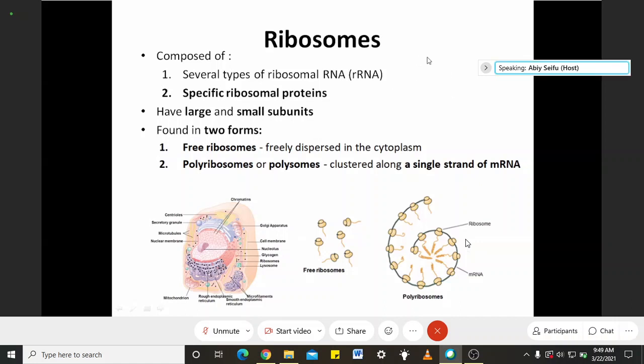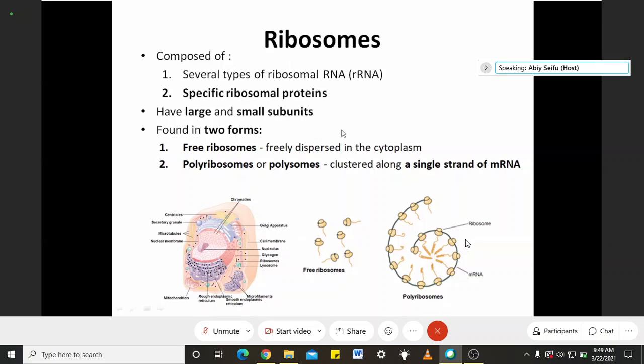So this region of the nucleus is named the nucleolus. I didn't say nucleus. Nucleus and nucleolus are different. Nucleolus is a region within the nucleus where the ribosomal RNA are transcribed and get assembled with the specific ribosomal proteins and form ribosomes to be released out of the nucleus into the cytoplasm. So that's how the ribosomes are produced.